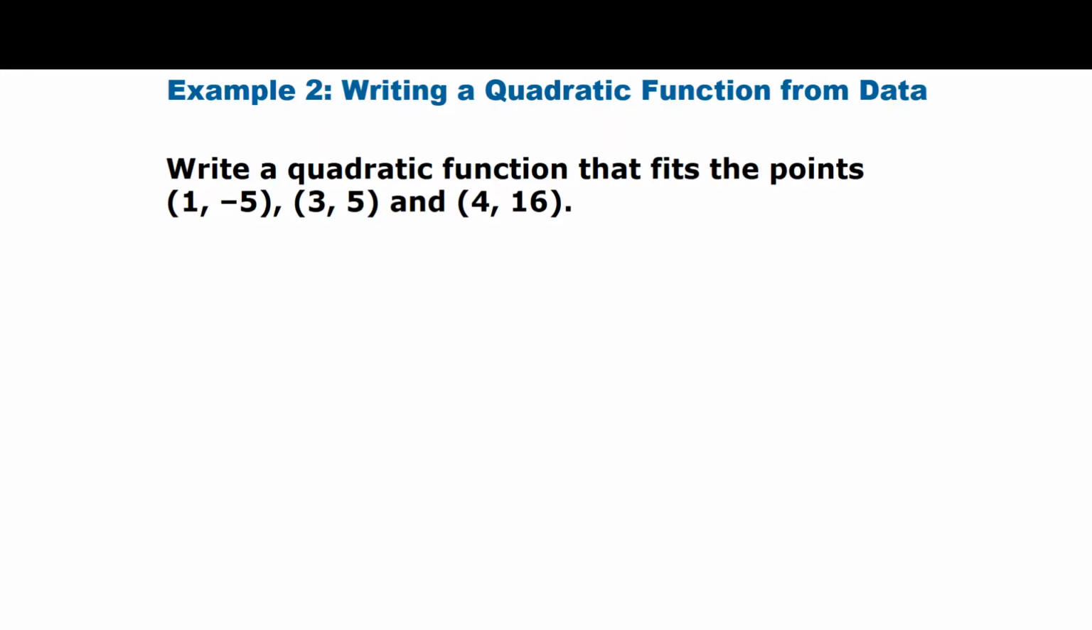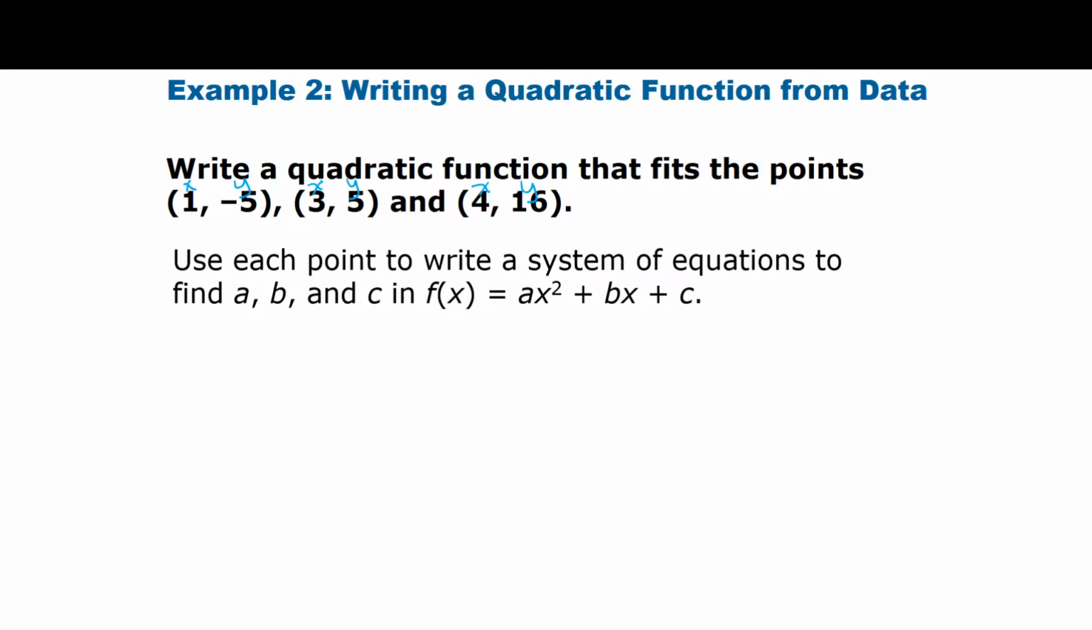So let's take a look. Let's just remember what these coordinate pairs represent. The 1 is going to represent an x, and the -5 is a y. This is an x, this is a y, this is an x, and this is a y. All right, so we want to use each point to write a system of equations to find a, b, and c. Now notice that we have 3 variables. And when we have 3 variables, we need to have 3 equations also.